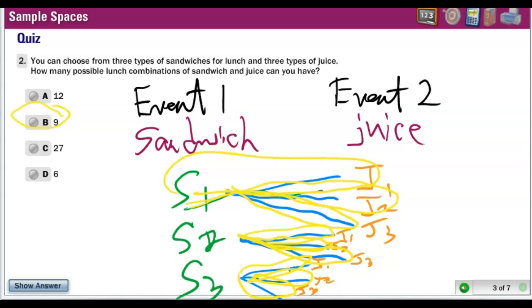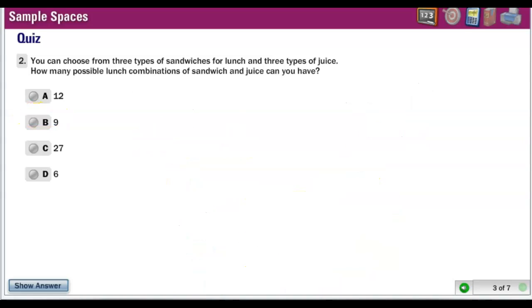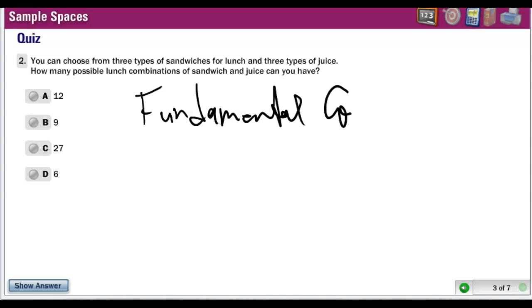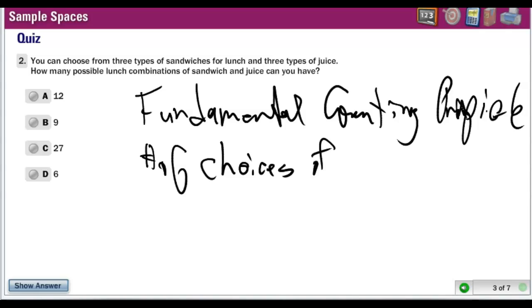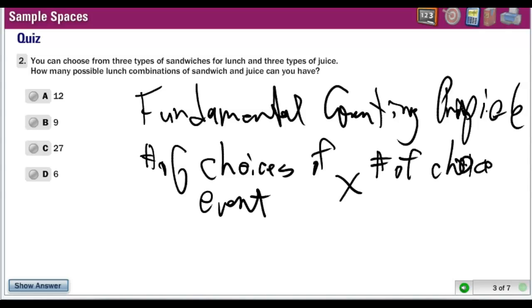Another method you can use is so easy and amazing that they gave it a fancy name. It's called the fundamental counting principle. What it says is that it's just one operation to find the total number of combinations. You take the number of choices of one event and then you multiply by the number of choices for another event.